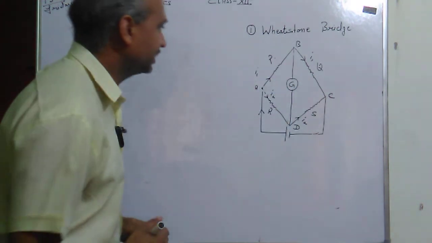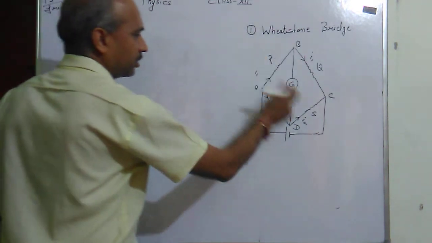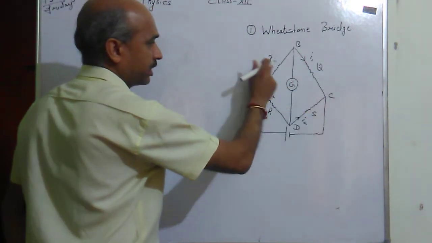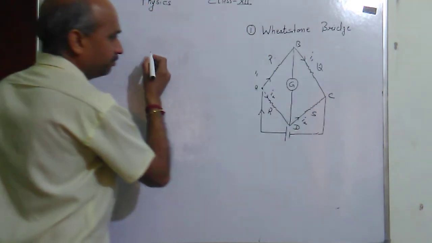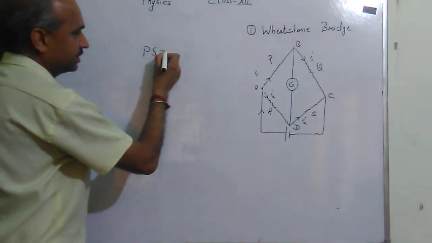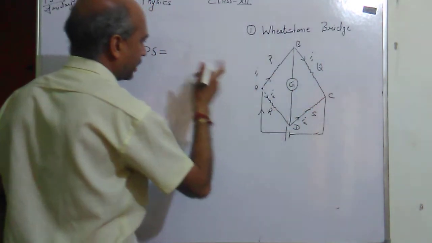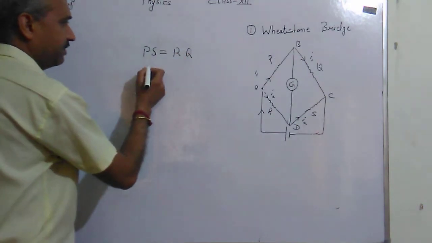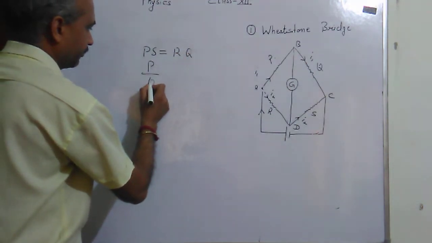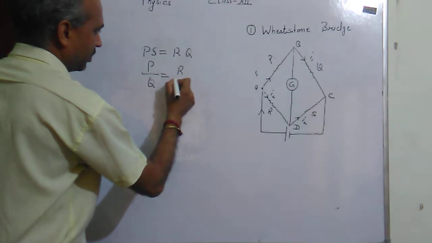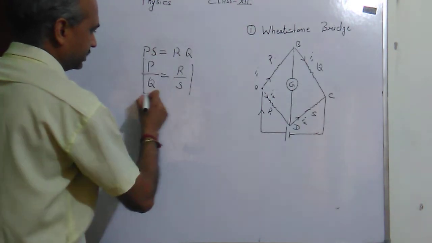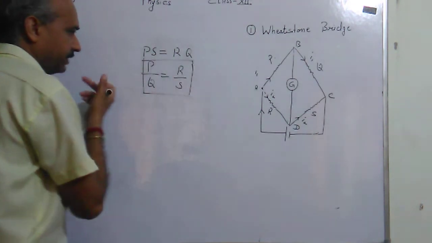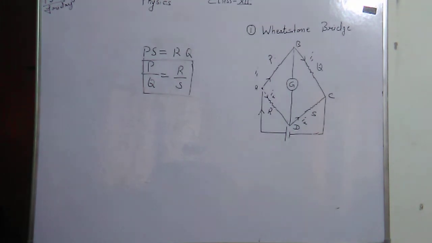Now under this condition, the product of these opposite branches gives PS equals RQ. PS equals RQ means we can say P upon Q equals R upon S. So this is the principle of the Wheatstone bridge.